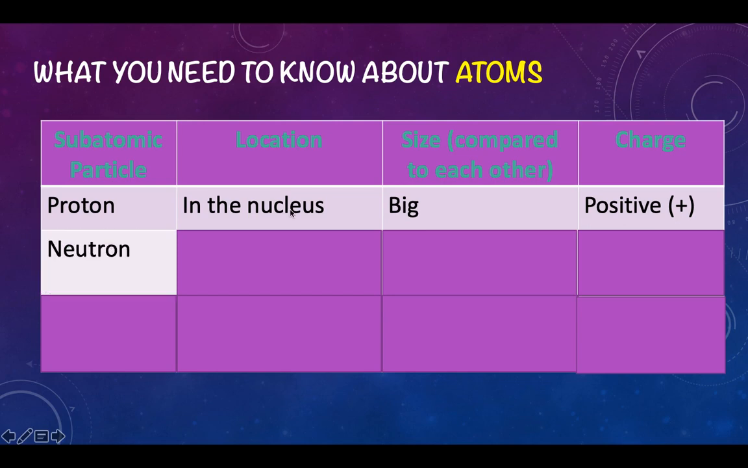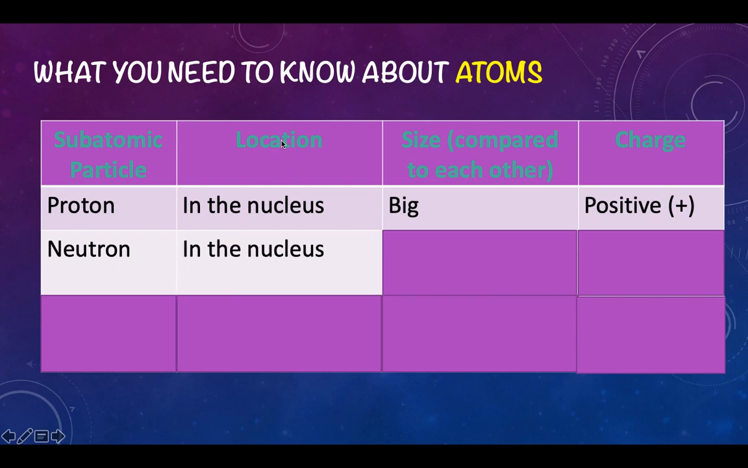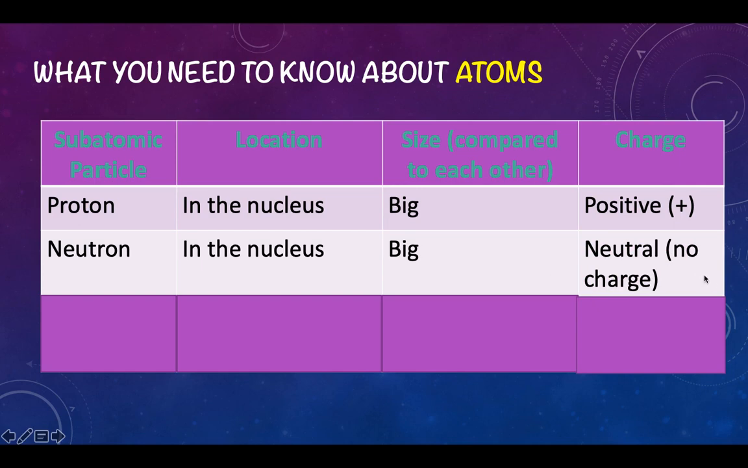The neutron is another name of a subatomic particle. It is also located inside the nucleus. So in the center, these two particles are smashed together inside the nucleus in the middle of the atom. They are also considered big. So these are about the same size, but the charge on a neutron is neutral. There's no charge on it. So when you put these two particles together, the total nucleus has a positive charge because you've got nothing charge and positive charge.